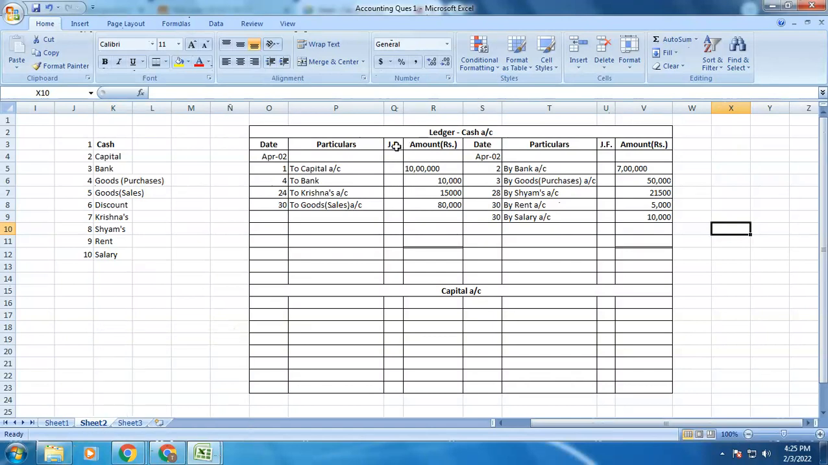JF stands for journal folio, folio meaning a page. So when we actually post these transactions into the ledger in a real business, I would write down here which page of the journal this transaction is written on. Similarly, when I am posting into the ledger, I will also write down the page number of the ledger in the journal.